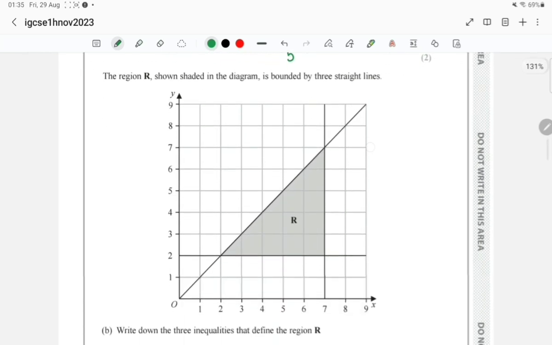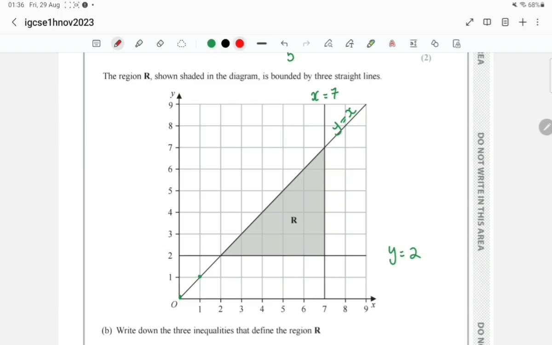Now the region R shown shaded in the diagram is bounded by 3 straight lines. Write down 3 inequalities that define the region R. Now to be able to write 3 inequalities, I need the equation of these 3 lines. Now this horizontal line over here, this is y is equal to 2. Remember, horizontal lines have equation in the form of y is equal to k. And this vertical line here has equation in the form of x equal to k, which is x equal to 7 here. And this one, as it is passing through 0, 0, 1, 1, 2, 2, etc., this is y is equal to x.